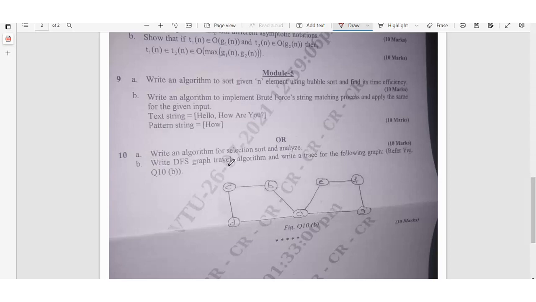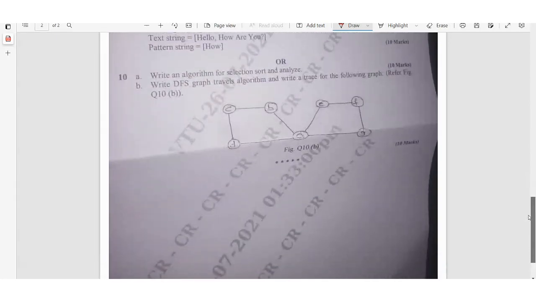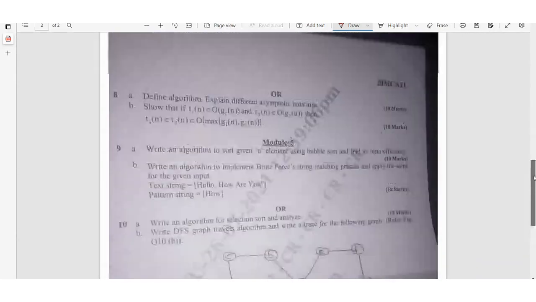And write the DFS graph traversal algorithm and write a trace for the following graph. The graph is given over here. You can take a screenshot.